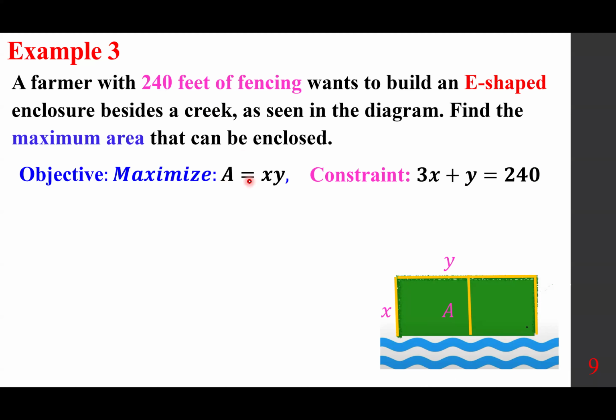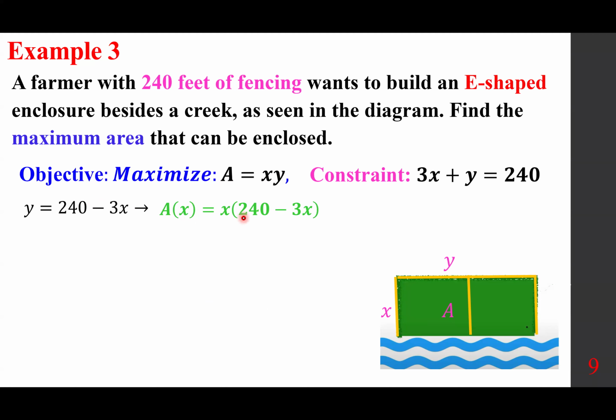Area is a function of two variables, x and y. So we use the constraint to solve for one of the variables. We're going to solve for y, and so we replace the y with 240 minus 3x. A becomes a function of x, A of x. Again, please understand this means a function of two variables, x and y. Now we can say A is a function of one variable, x.